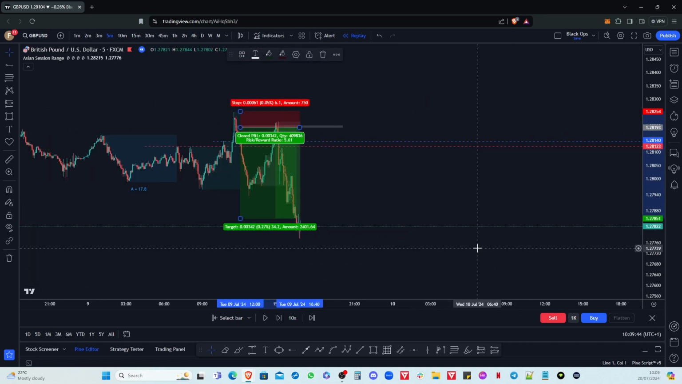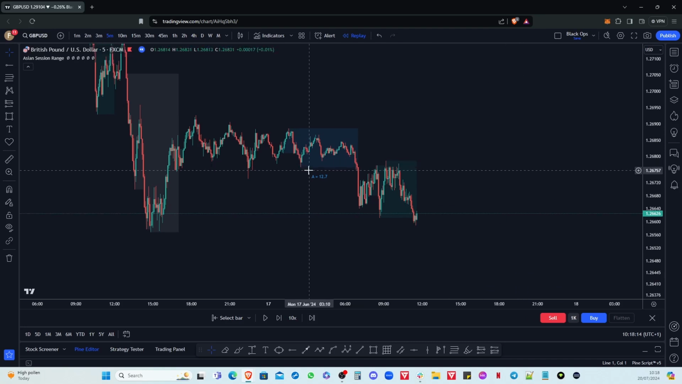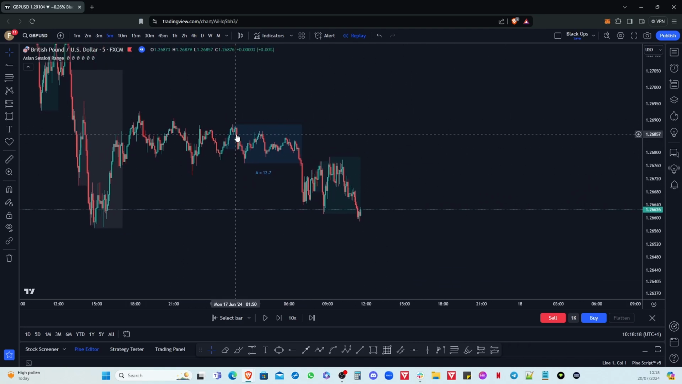Now let's have a look at another example. Okay, so let's have a look at example number 2. I've pushed it forward a bit because I want to explain some bits. As you can see, we've got the Asian session range, where here's the London session.